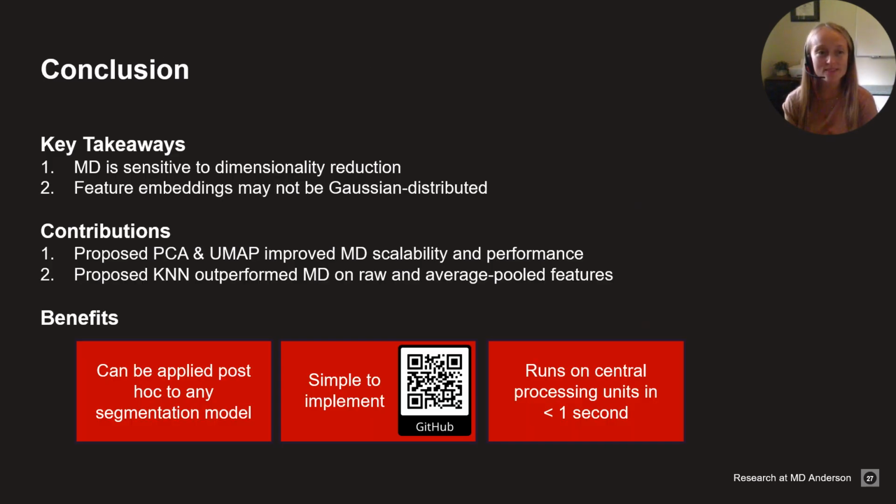In conclusion, we found that the Mahalanobis distance is sensitive to dimensionality reduction, so it is important to consider a hyperparameter search and other dimensionality reduction techniques outside of average pooling, such as principal component analysis and UMAP, which we proposed. As well, feature embeddings may not actually be Gaussian distributed as the field has assumed, and so distribution-agnostic distances, such as our proposed k-th nearest neighbors distances, may work better on certain features.